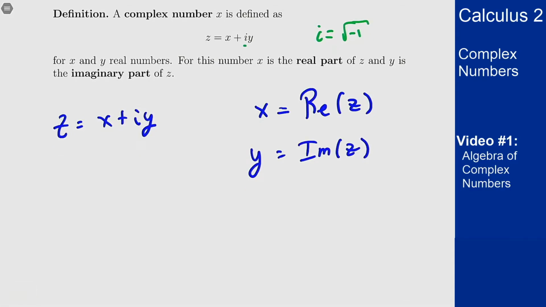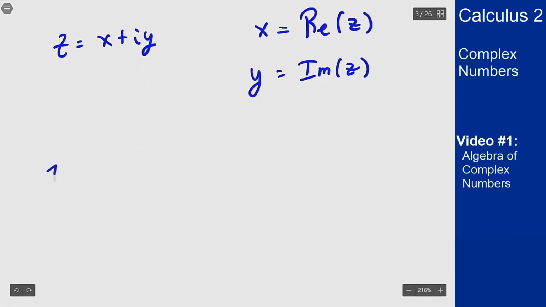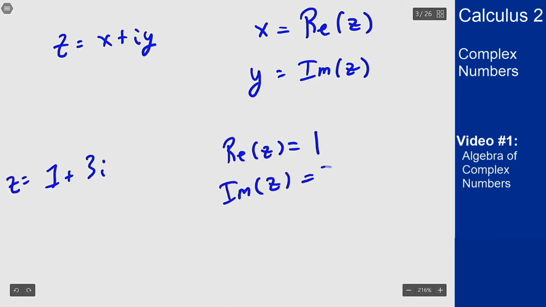What do these numbers look like? Well, you could have something like 1 plus 3i. That's a complex number. The real part of that number is 1, because that's the part without the i on it, and the imaginary part is 3. It is the coefficient of i in this expression.